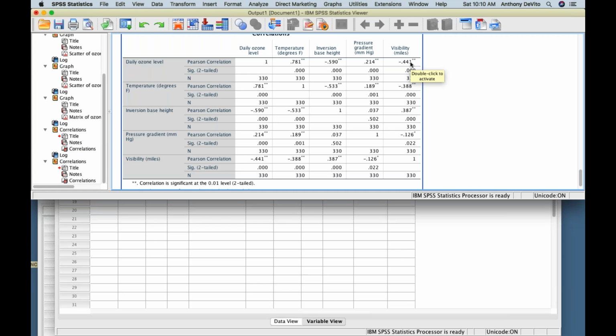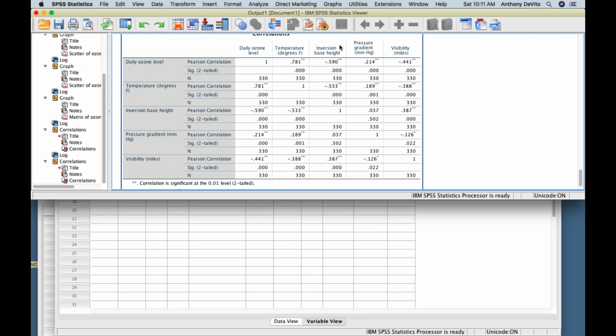Now, which of these are statistically significant? Well, look, 0.000, 0.000. They're all statistically significant. They're all less than a p of 0.05. Remember, our standard for rejecting the null hypothesis is that the p-value, the significance, has to be less than 0.05. In other words, in each of these cases, there's less than a 5% chance of being wrong if we reject the null hypothesis.